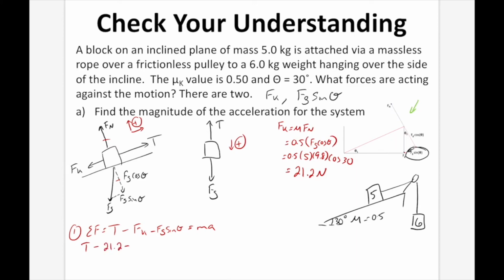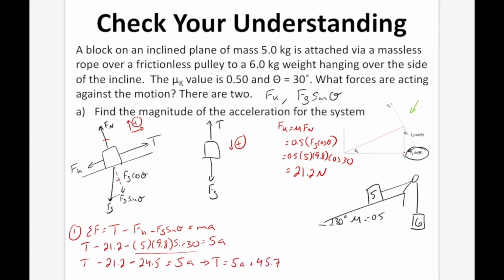Fg again is mass, which is going to be 5, times g, which is 9.8 sine 30. That's going to equal the mass, which is 5, times acceleration. Now we're going to simplify. So we're going to have T minus 21.2 minus 24.5, that's this together, equals 5a. So we're going to get T equals 5a plus 45.7.